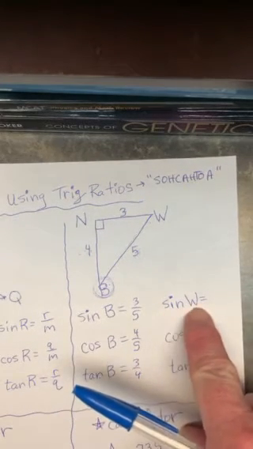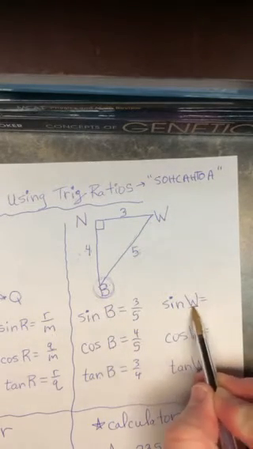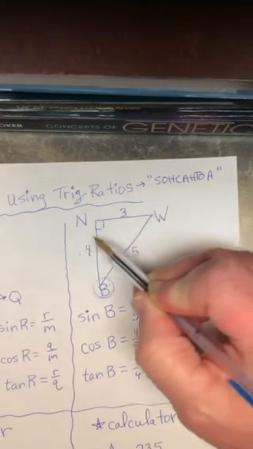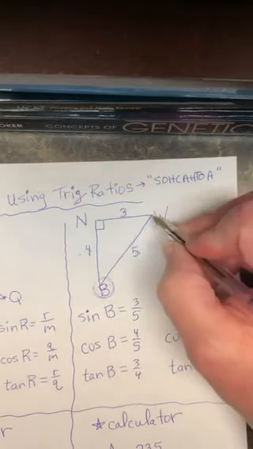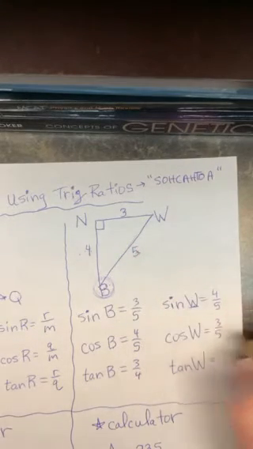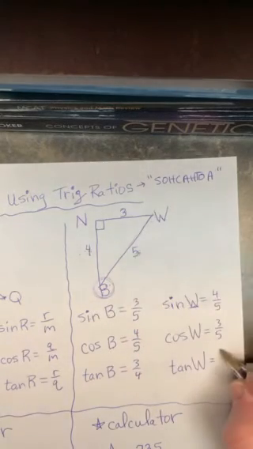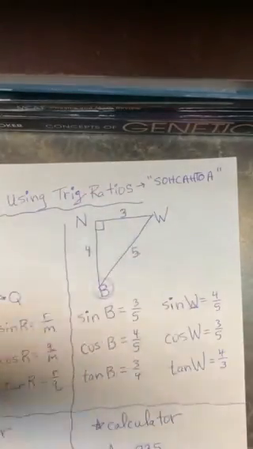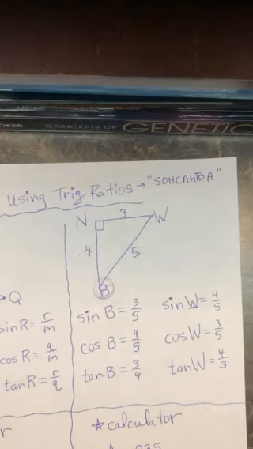Sine of W. Now we're going to angle W. It said go to angle W. Go to the angle it tells you to. That's your starting point. Sine is opposite over hypotenuse, giving me 4 over 5. Cosine is adjacent over hypotenuse, giving me 3 over 5. Tangent is opposite over adjacent, 4 over 3. So we're just practicing finding the correct ratios or fractions based on the reference angle they give you.